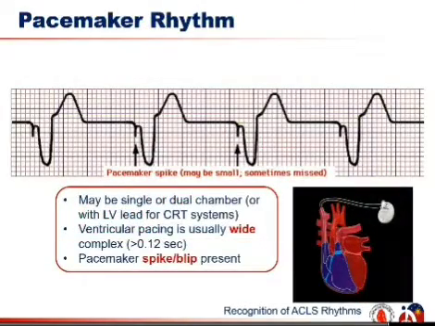The following is a special rhythm usually encountered in patients with artificial pacemakers. Notice the spike or blip preceding the QRS complex. This represents the microvolt stimulation of the device to generate cardiac contraction. The pacemaker system may be dual or single chamber, and the paced QRS complex is usually wide.